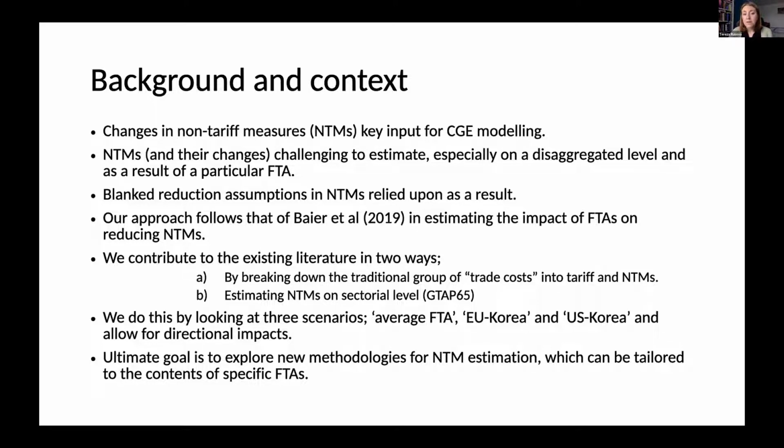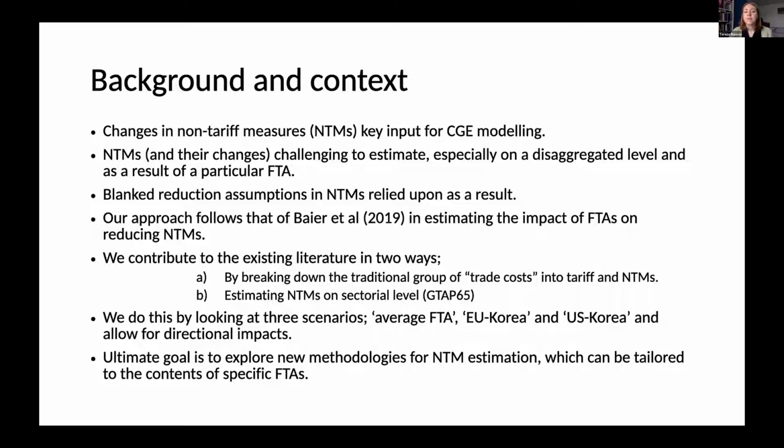We contribute to the existing literature mainly in 2 ways. So we break down the traditional group of trade costs into tariff and non-tariff measures by controlling for tariffs. But we also estimate NTMs on quite a granular level. So we estimate them on GTAP 65 level, and we also look at 3 different scenarios. So we first look at average FTAs, that is looking at all different FTAs in our sample that spans from 2000 to 2016. We then look at 2 individual agreements, and that is EU-Korea and US-Korea.